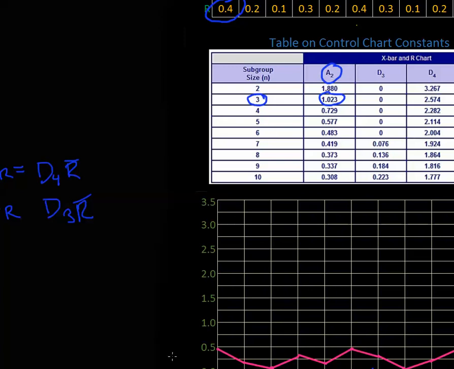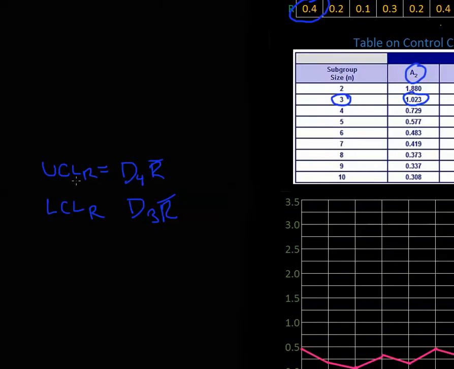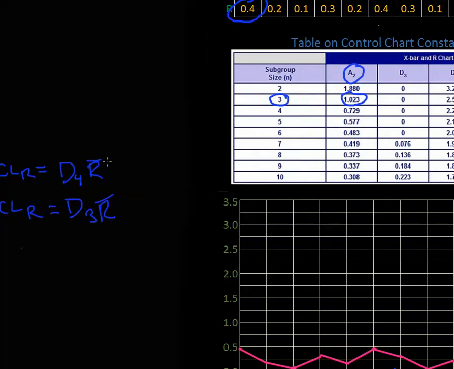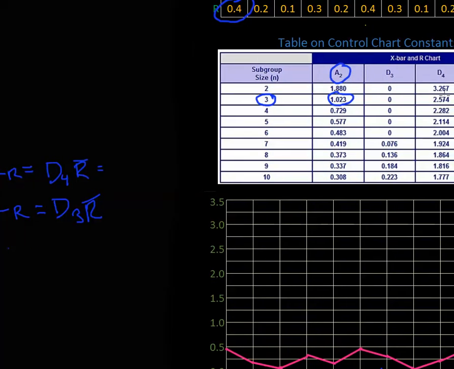We're looking for D4 for our upper control limit, D3 for our lower control limit. So we'll just do this right here. Our upper control limit, we need D4, and that's 2.574 times 0.6, and our D3 is 0. Notice D3 is 0 all the way up to a subgroup size of 6, so that equals 0, right?